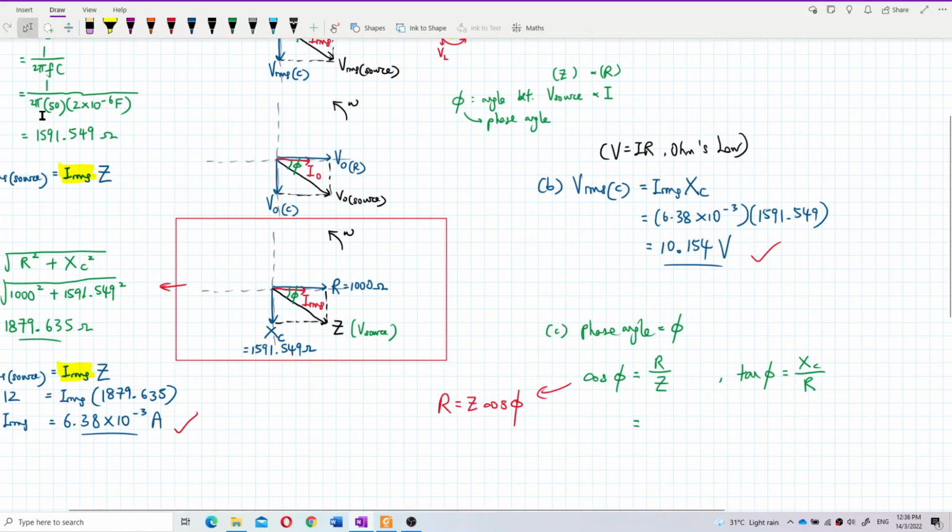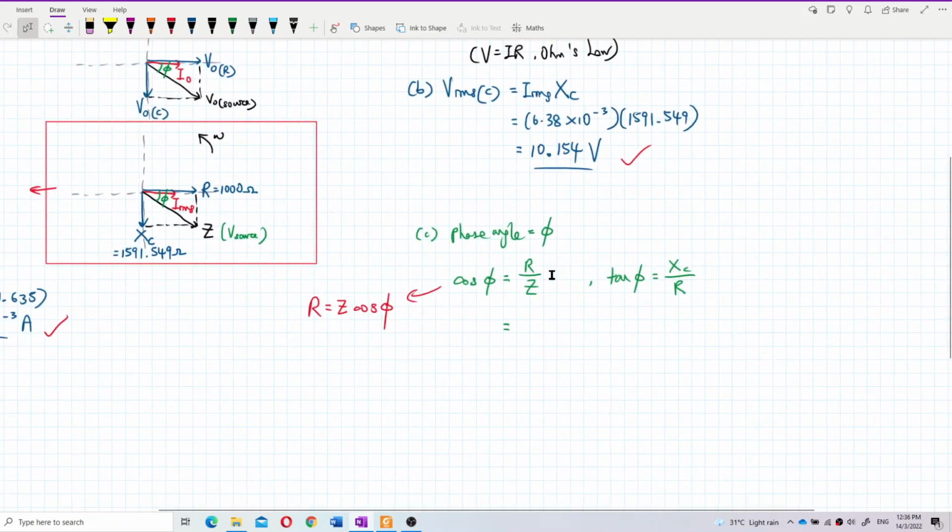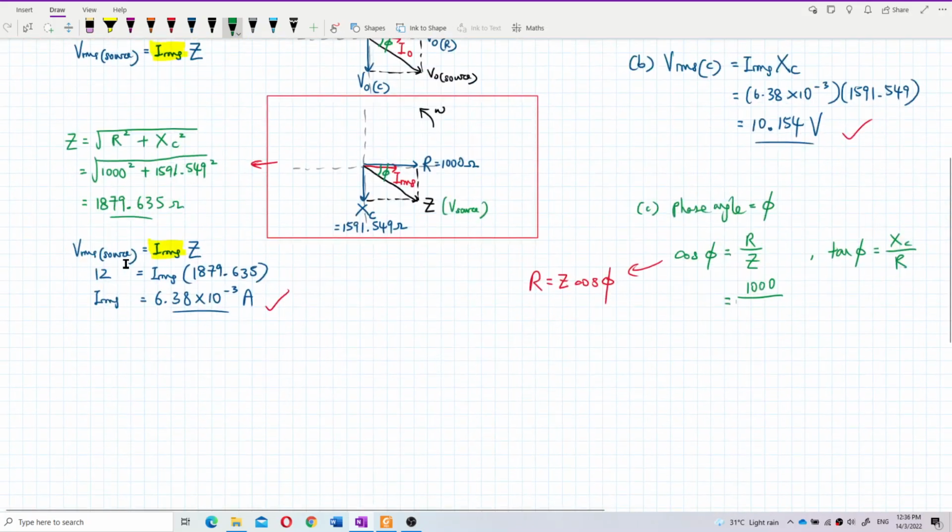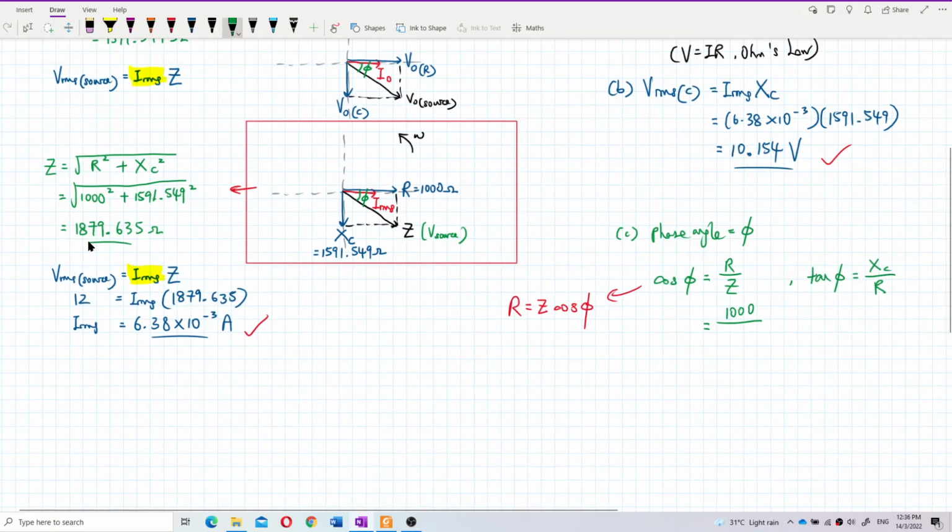So the resistance just now is 1000 ohm, and the impedance is 1879.635. Let's calculate: 1000 divided by 1879.635. Remember, if you want to find phi, you need to anti-cos the answer.